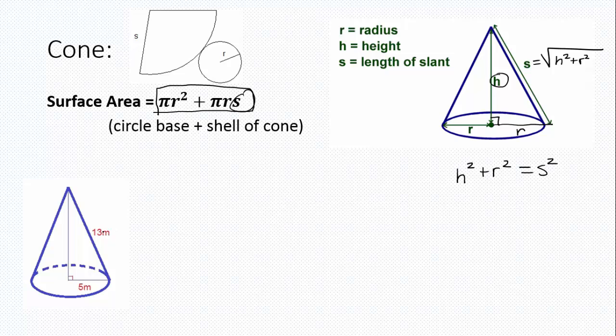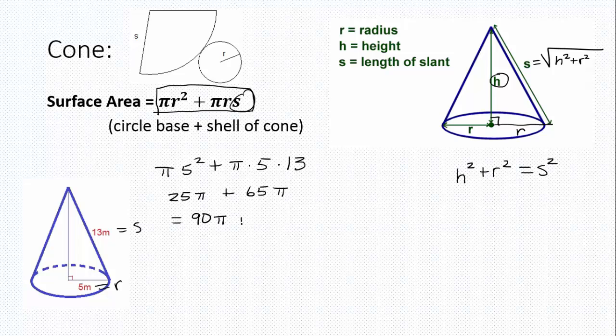Okay, let's try an example. So for this example, I have the slant height, so that's my S, and I have the radius, so that's my R. Let's just plug them in. So we've got pi times the radius squared plus pi times the radius times the slant height. So this is 25 pi, and this is 65 pi, and those are easy to simplify. That's 90 pi, and that's your total surface area in meters squared or square meters.